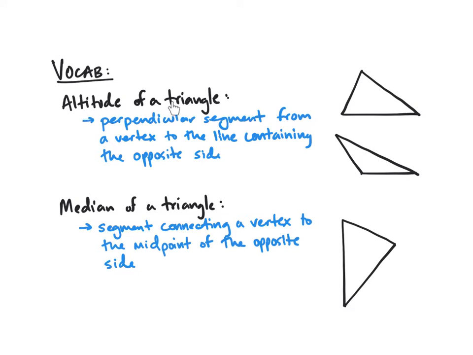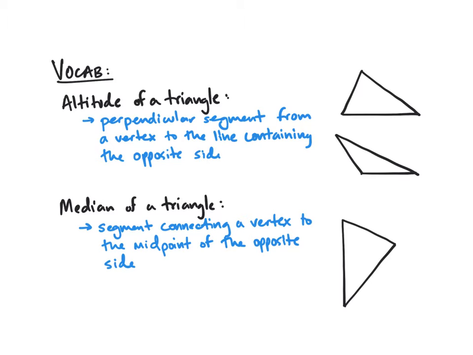The altitude of a triangle is a perpendicular segment that goes from a vertex of the triangle to the line that contains the opposite side from the vertex. So let's look at what that would mean in the two triangles that I have over here to the right. If I am looking at this vertex of this triangle and I wanted to draw the altitude of it, I need to make a segment that goes from here over to this opposite side and makes a right angle.